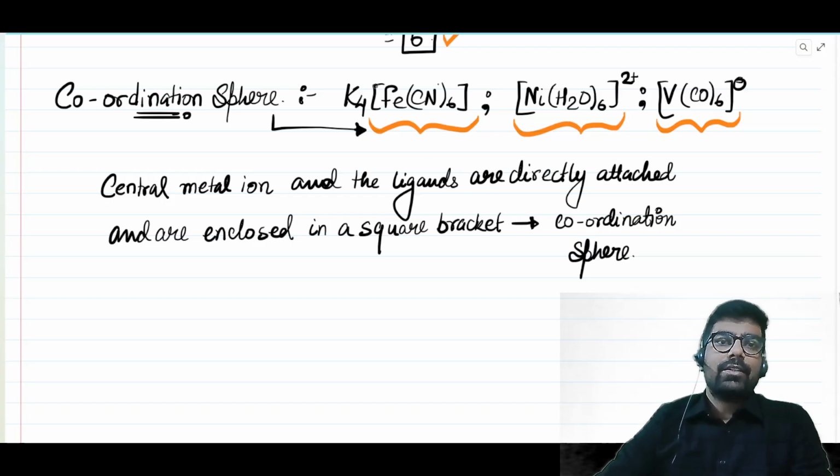So basically everything inside the square bracket, whatever you want to call it, is called a coordination sphere. Clear, everyone? This part does not break further according to the present knowledge. Okay.